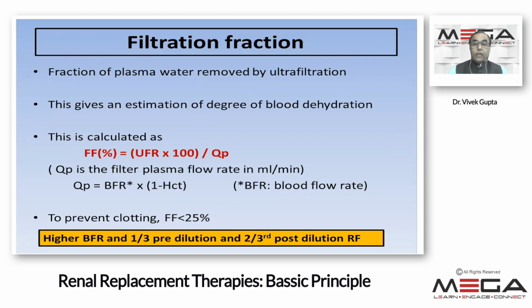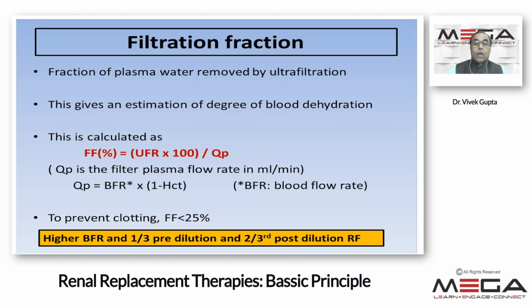For calculating it, we take the ultrafiltration rate that we have set, times 100, divided by the plasma flow rate. The plasma flow rate is the blood flow rate times (1 minus hematocrit). For preventing clotting, your filtration fraction should be less than 25.